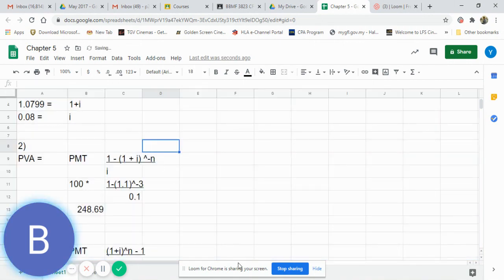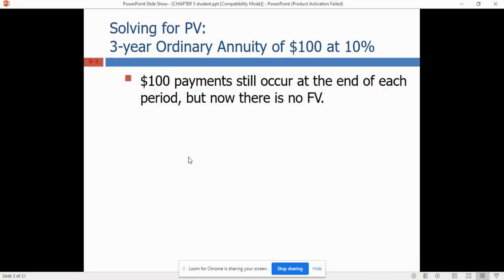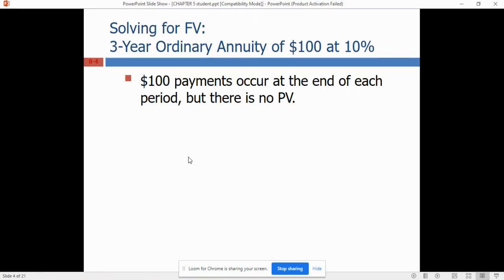All right, let's move on to the next question. Now the question asks you to solve for future value. Just now it was present value, now it is future value. It is again a 3-year ordinary annuity of 100 repeating for the next 3 years at a 10% interest rate, but now you're asked to calculate future value. So class, pause the video now and calculate.